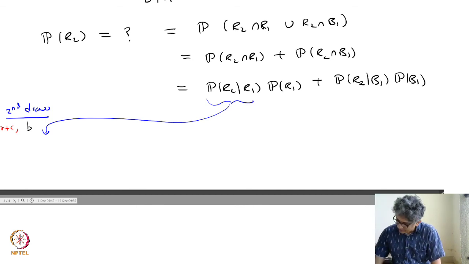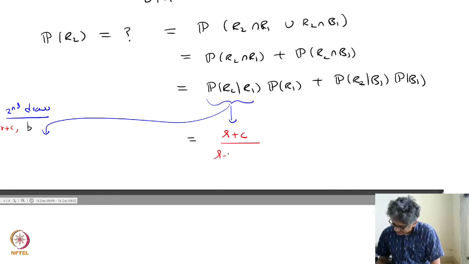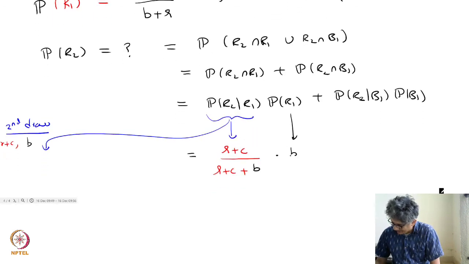This probability is going to be equal to, if I do this calculation, R plus C choices, and I divide by R plus C plus B. That's what I get here. This probability right here I already know from the previous step. That is just B by B plus R.